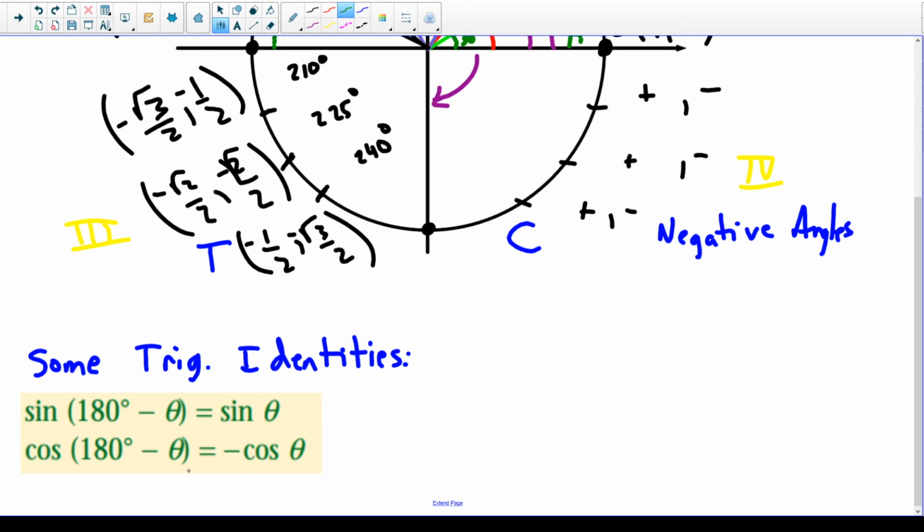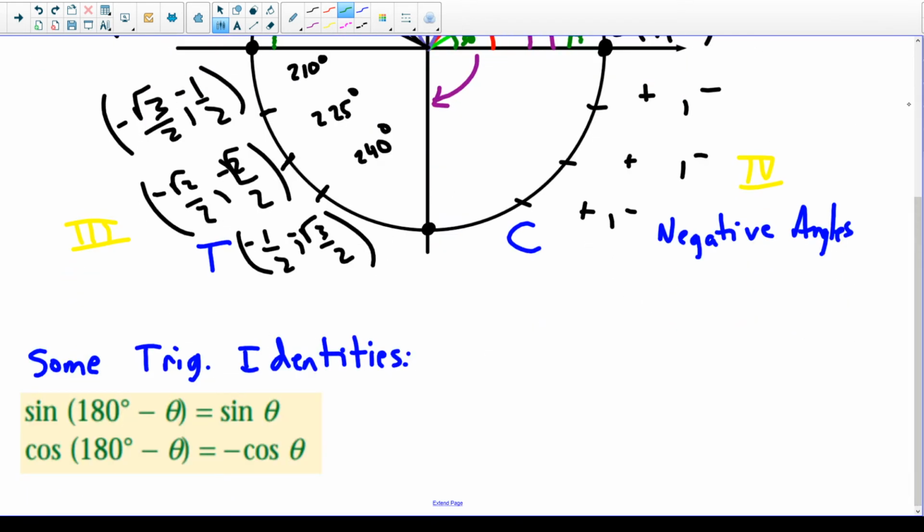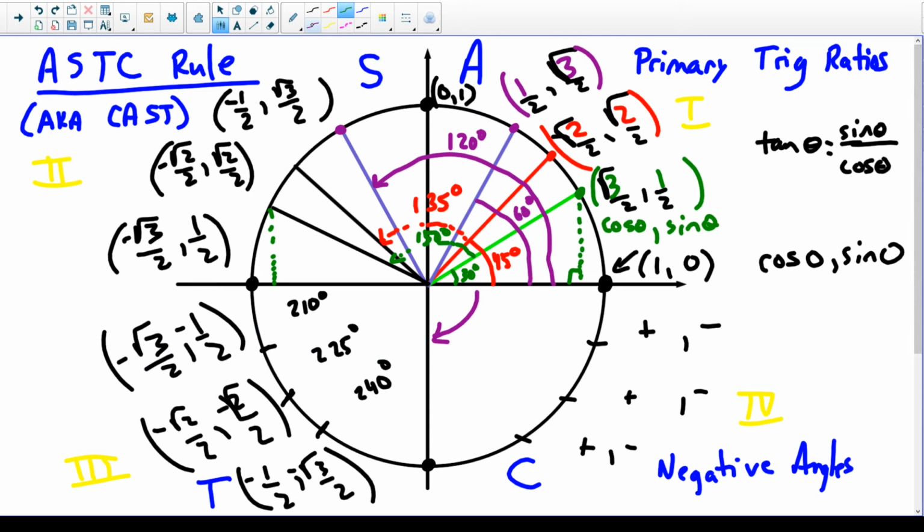Now, why is the cosine a little bit different? Well, that's because the cosine value is the horizontal length of the triangle. So 180 minus theta would be this triangle here. And the horizontal side length is in the negative side of the x values. So the cosine lengths are the same for those two angles, but one of them is negative and one of them is positive.